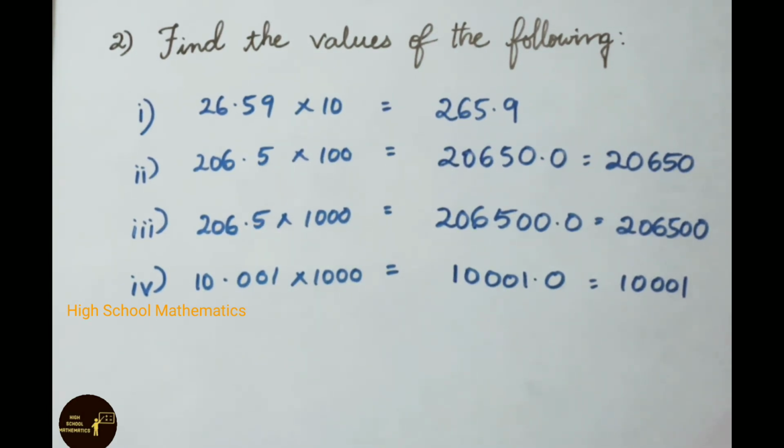Today we have seen chapter 2, fractions, decimals and rational numbers, how to multiply decimal numbers with a whole number and how to multiply decimal numbers with 10, 100 and 1000. In our next video we shall see multiplication of two decimal numbers.